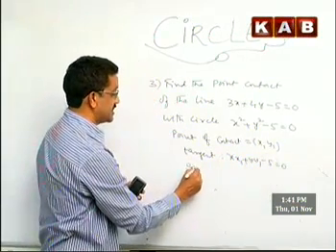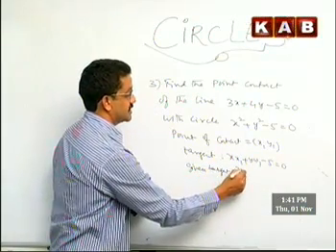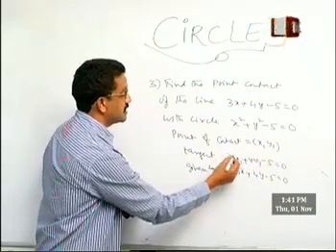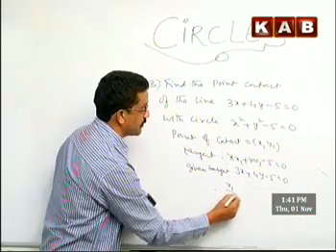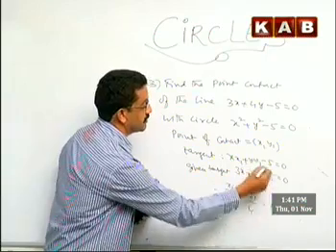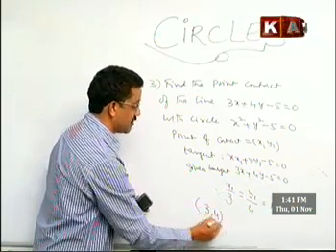But the given tangent is 3x plus 4y minus 5 is equal to 0. Comparing the coefficients, the x coefficient is x1 here and it is 3 here, y1 here and it is 4 here, minus 5 by minus 5 is 1. Therefore, the point of contact is (3, 4).